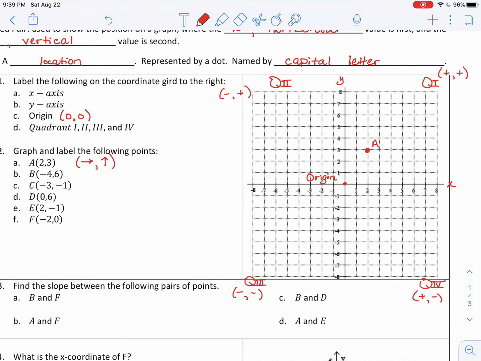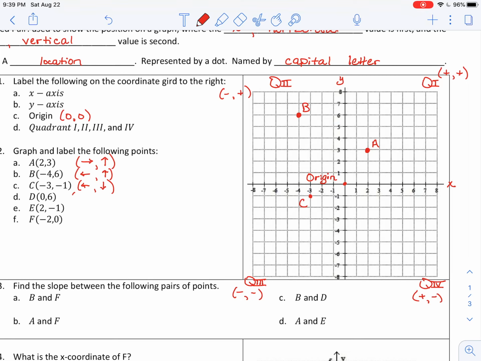But for point B, the x-coordinate is negative, so it's going to take us left first. The y-coordinate is still positive, so I'm still going up. This one is in quadrant 2. So left 4, up 6, we got point B. They're both negative in point C, so we're going left first and then down. So (-3, -1), point C is here.